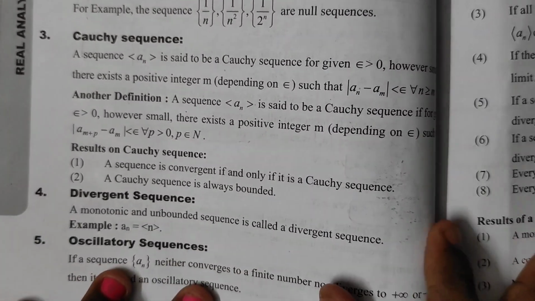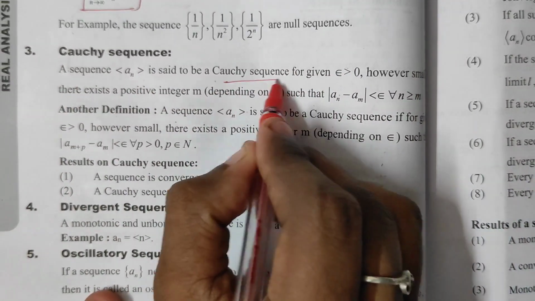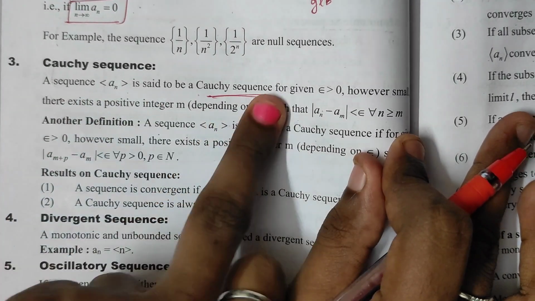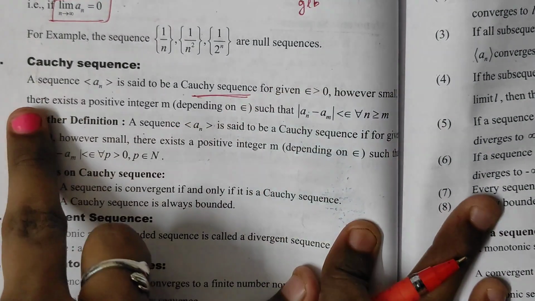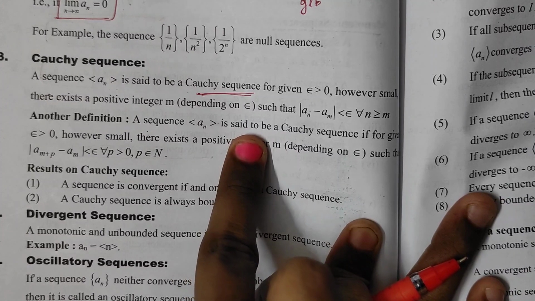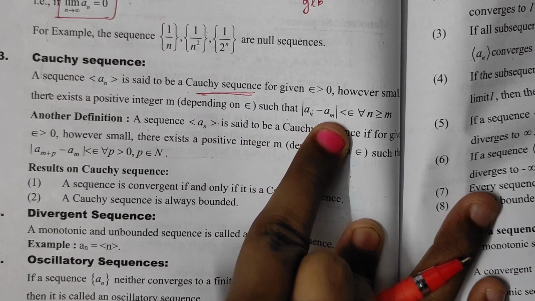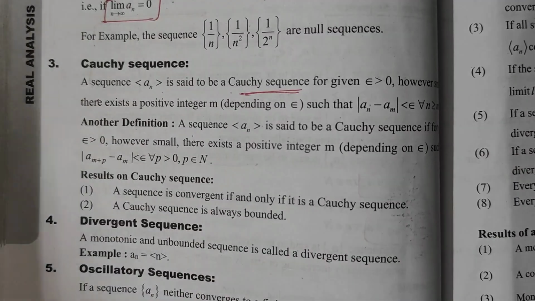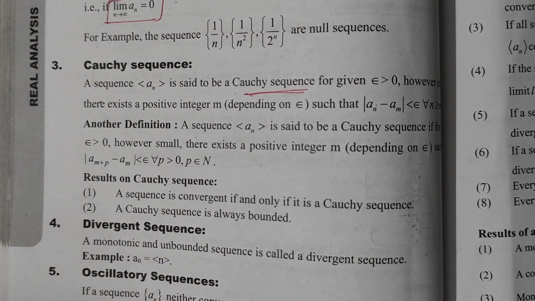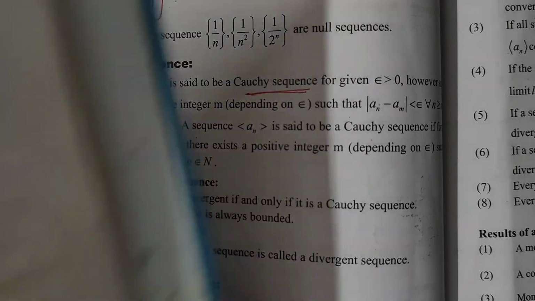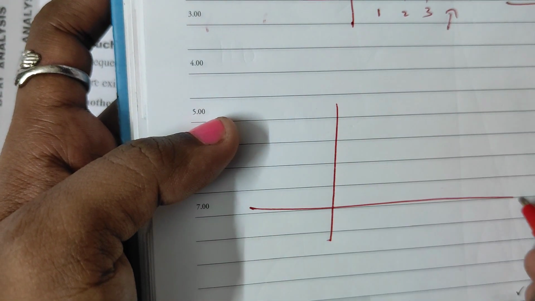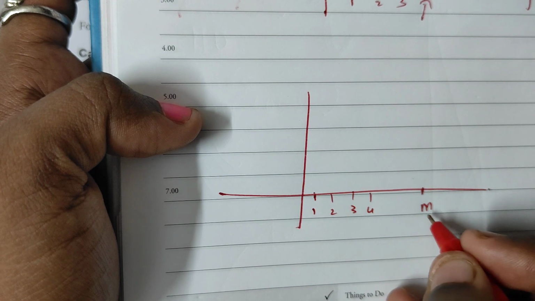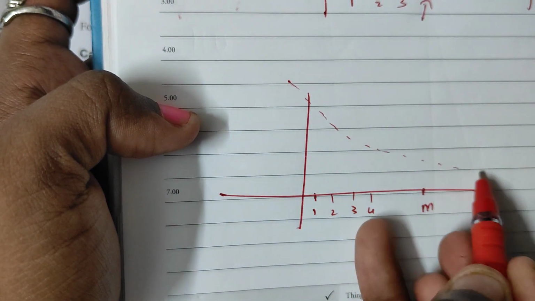Next we are going to see the Cauchy sequence. A sequence an is said to be a Cauchy sequence. Cauchy sequence means convergent sequence. A sequence is a Cauchy sequence if for epsilon greater than 0, however small, there exists a positive integer n depending upon epsilon such that the absolute value of an minus am is less than epsilon. In the last video itself I discussed the limit point of the sequence. Same like this, here you are having 1 2 3 4 values. At one particular point there will exist a point m. So consider a sequence an.